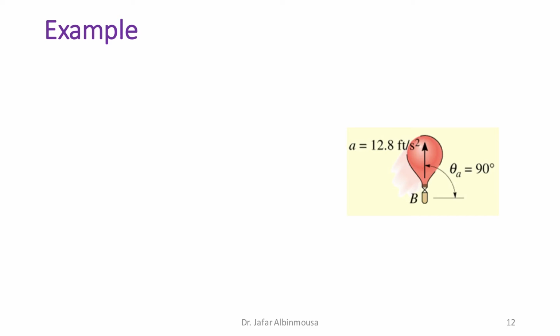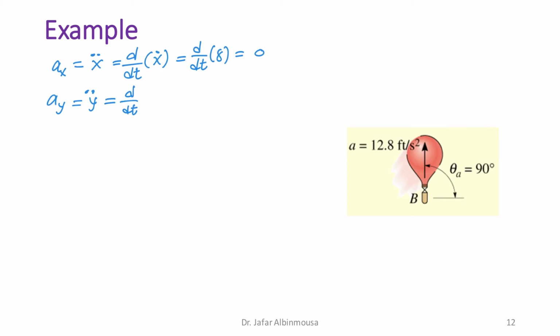To determine the acceleration, we would need to find again ax, which is going to be equal to x double dot, which is d over dt of x dot. Now, if you remember, x dot was 8. So this is going to give us 0 acceleration because the velocity in the x direction is constant. For ay, we will get y double dot. And remember, y was a function of x. So this is going to give us d over dt of y dot.